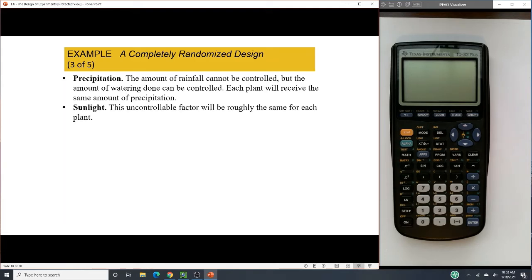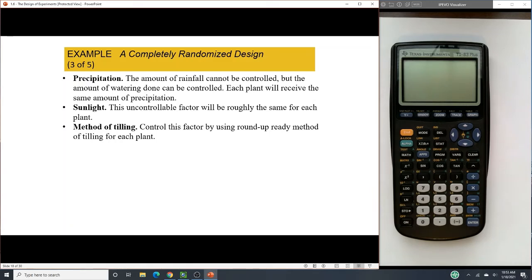Sunlight, this is also an uncontrollable factor, but it'll be roughly the same because all the plants are going to be in the same area, so they're going to get the same cloud cover and all of those different types of things. Method of tilling, control this factor by using the Roundup Ready method for tilling for each plant. So they're just going to use the same type of tilling for every plant.